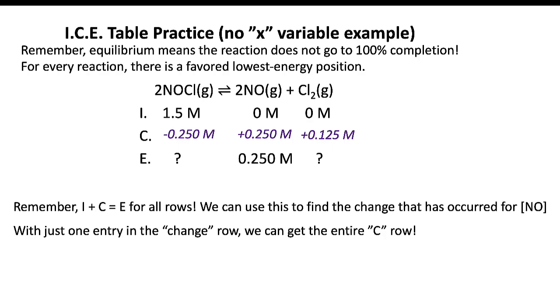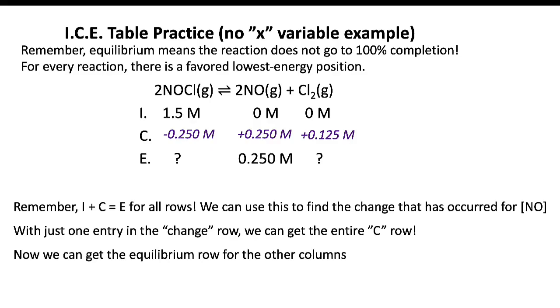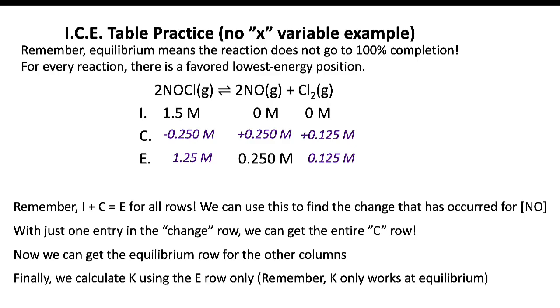But again, if we have one entry in this change row, we can get the whole thing because we know that these are all in proportion with one another in accordance with the balanced chemical reaction. Now that we have the change row for all of the different chemical species, we get equilibrium simply by adding I plus C, and we get the following. And these are the equilibrium concentrations for all three species.